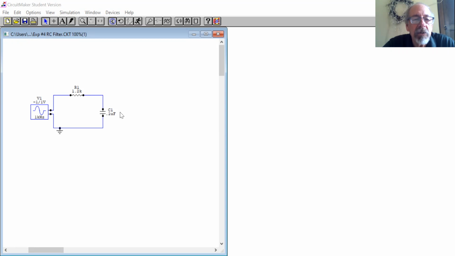So as the frequency is low, say 0 hertz or DC, that reactance will blow up to infinity. If the frequency gets very high, in the hundreds of megahertz range, that reactance goes towards 0. And the limit as frequency goes to infinity, the reactance would be 0.